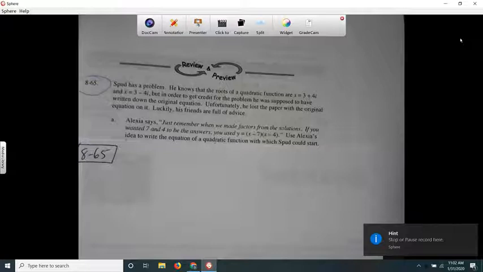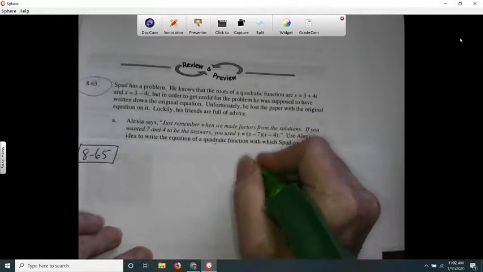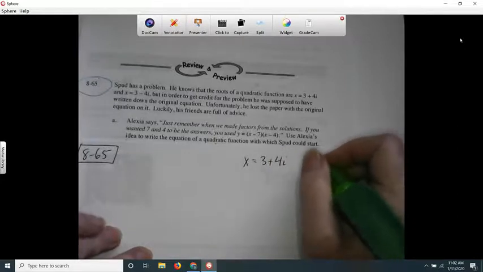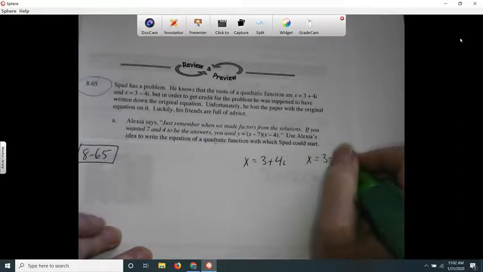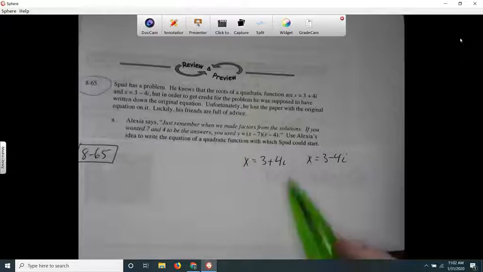8-65, Integrated 3. It says Spud has a problem. He knows that the roots of a quadratic function are x equals 3 plus 4i and x equals 3 minus 4i. But in order to get credit for the problem, he was supposed to have written down the original equation. So he knows these are like the answers, they're the roots. Unfortunately, he lost the paper with the original equation on it.